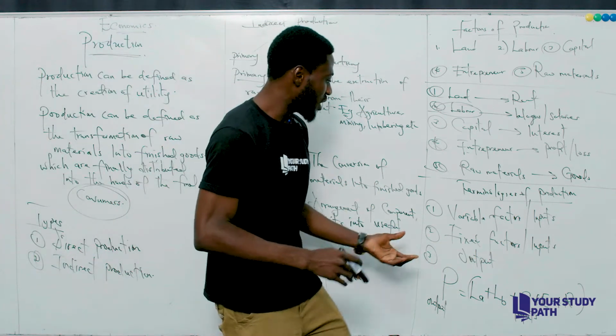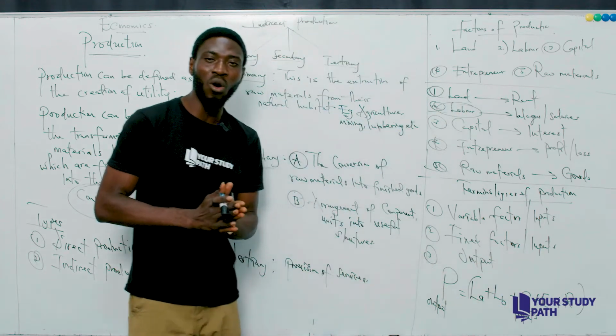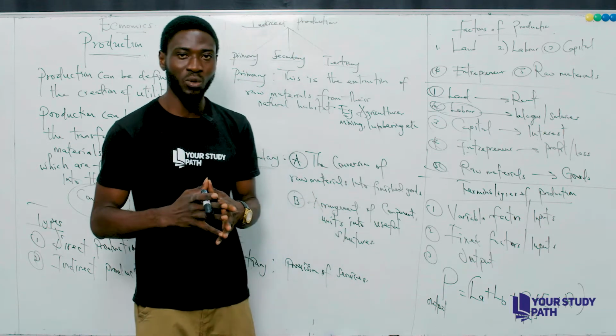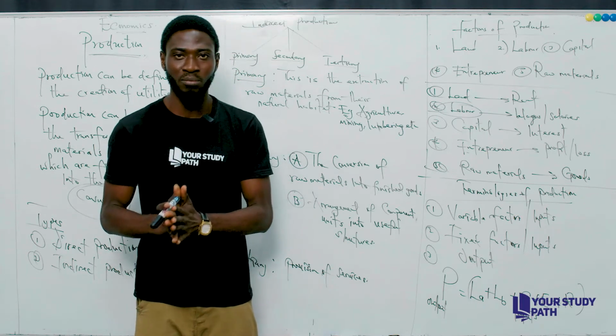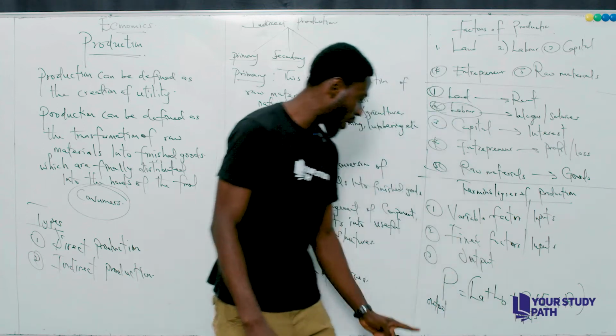So we can see that when we combine input, input is just like a raw material, or input is just like resources that are mixed up or processed in a production process. Okay. Now, so we have input and we have output.